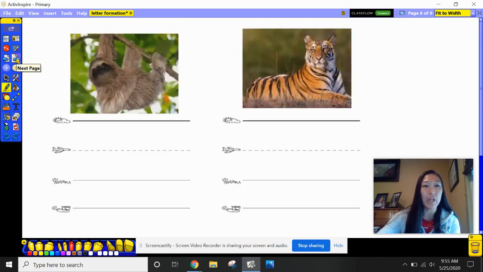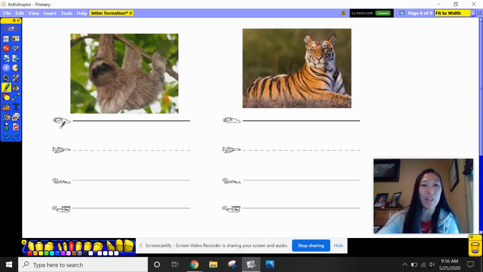The next animal here, does anyone know this hanging animal on the tree? They live in the tropical rainforest. They move very slowly. If you said sloth, you are correct. So this is a sloth. If you said S, starts sloth, you are correct.